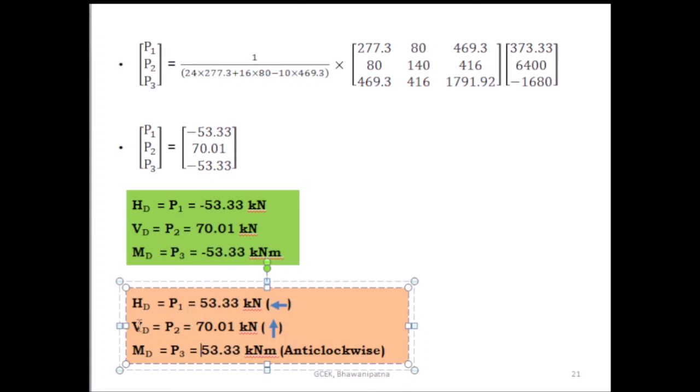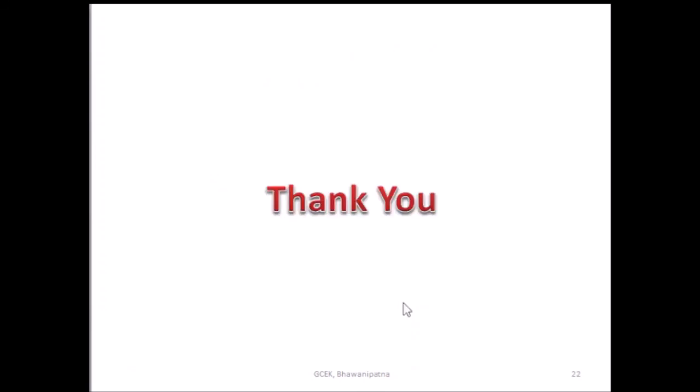So here we got them using the flexibility matrix method. After knowing the redundant forces, you can find out the internal member forces and the moments, then draw the bending moment diagram by the equations of statics. Then you are clear, so that is how to solve the portal frame using the flexibility matrix method.